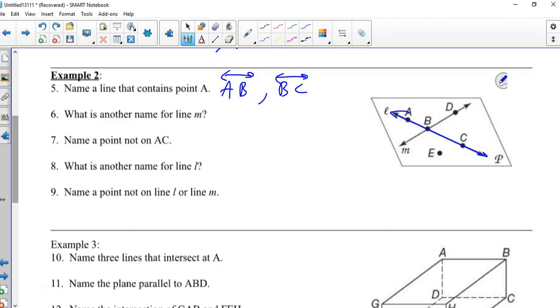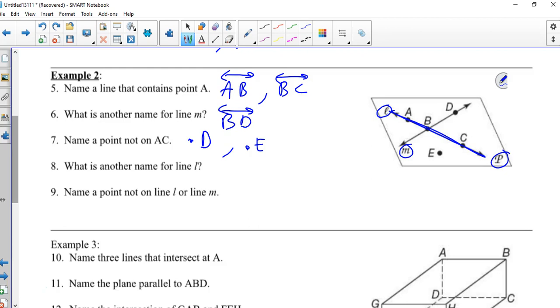What is another name for line M? Well, here's line M. That's right here. That would be line BD. Name a point not on AC. Okay, well here's AC. So we could say point D. Or, off any line, point E. Remember, we cannot use P, M, or L because those are not points. P is the name for the plane. L and M are other names for the lines.